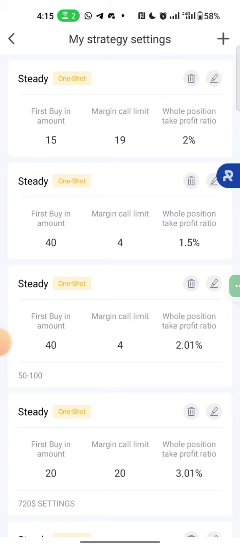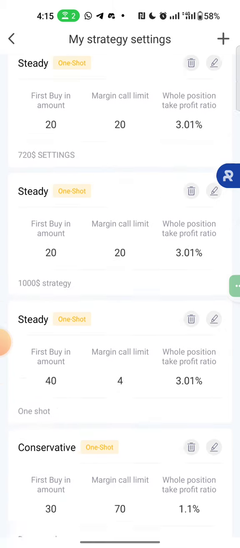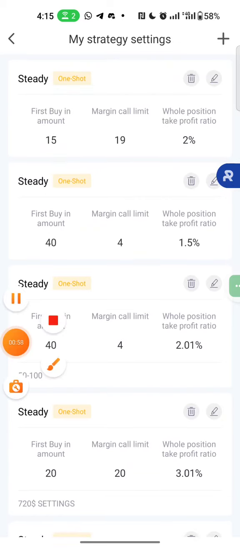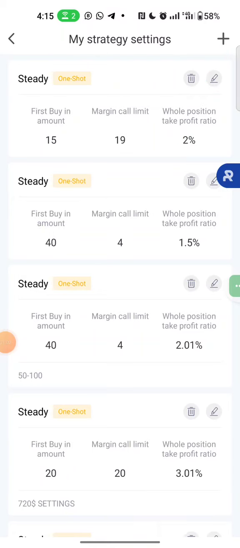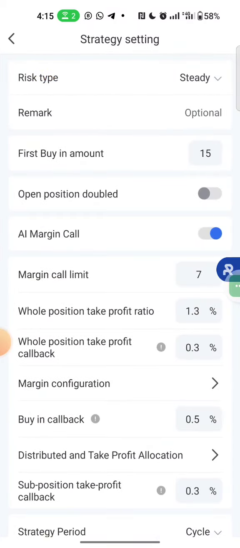So if you are new and you open here, you'll see the word add it now. If you are old, then you just need to change your focus and tap in this corner where you see the plus sign. Tap on the plus sign to be able to create your strategy.